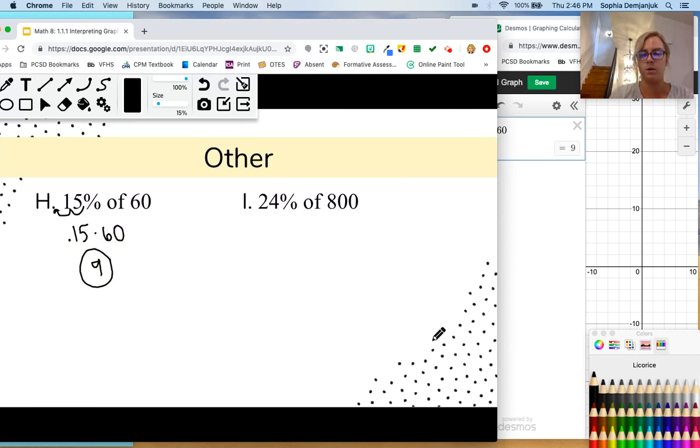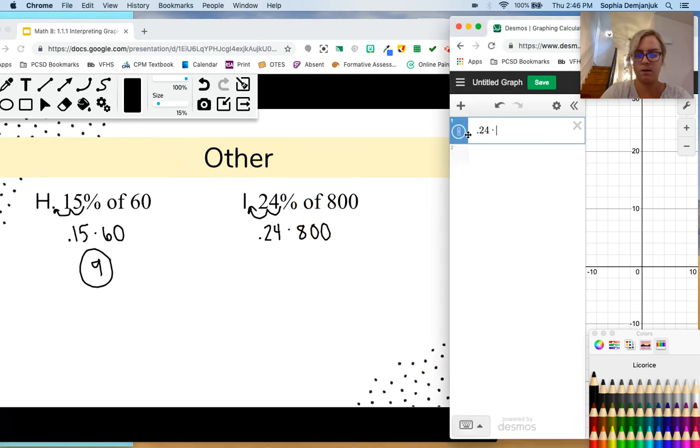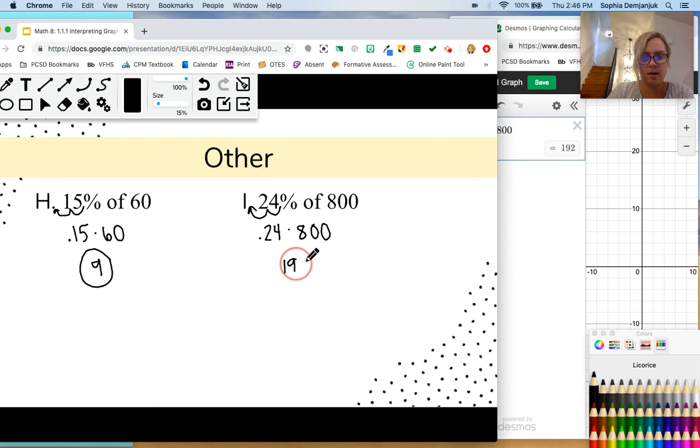And then let's do that one more time. So let's say I have 24% and I want to figure out what 24% of 800 is. I need to switch that percentage to a decimal. So I need to make it 0.24 by moving that decimal 2 spots to the left. And I need to multiply 0.24 by 800. 0.24 times 800. 24% of 800 is 192. And that's our final example.